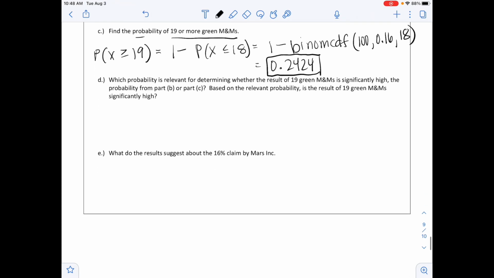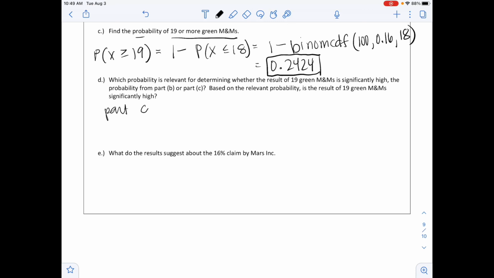Part D says which probability is relevant in determining whether the result of 19 green M&Ms is significantly high: the probability from part B or from part C. And it says, based on the relevant probability, is the result of 19 green M&Ms significantly high? For it to be significantly high, that means that we have to be looking at that value in greater than. So part C, because it is 19 or more.